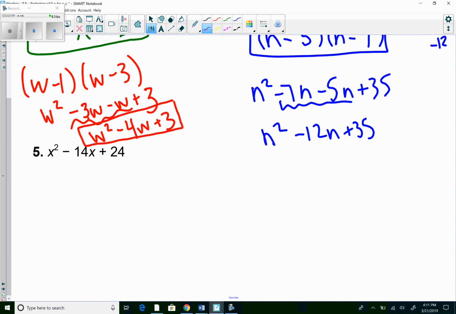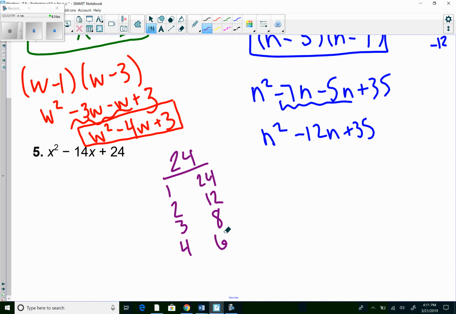Alrighty, last one. Let's find our factors of 24. I got 1 and 24. I have 2 and 12. And then I have 3 and 8. And I think, oh no, wait, there's more, aren't there? 4 and 6. But that should be it.